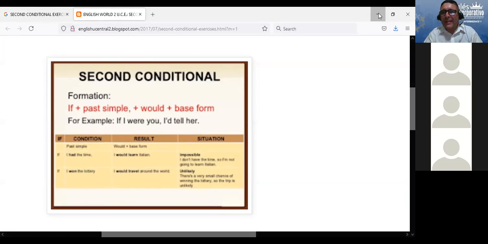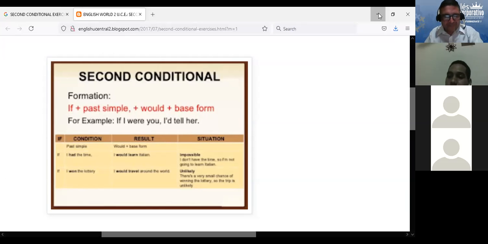This structure is universal. It's standard. So para poner la if clause, the structure is always in past tense. How do you say si yo me bañara dos veces? If I took a shower, I would feel fresh. Me sentiría fresco. How do you say si yo viviera cerca? If I lived near.